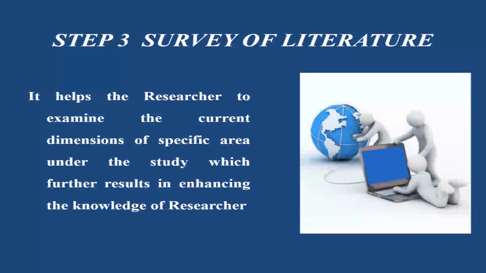The next step is a survey of literature. It is also important to study the available literature in connection with the problem at hand. It helps the researcher to examine the current dimensions of the specific area under study, which further helps in enhancing the knowledge of the researcher. It also helps the researcher to discover what data and other material is readily available on the given topic to further narrow down the research problem.